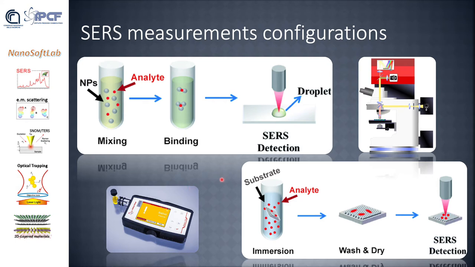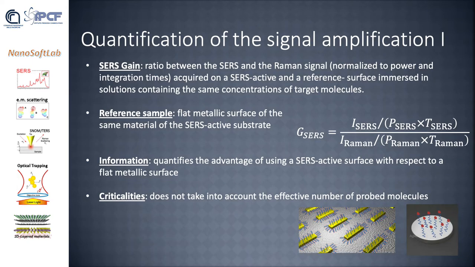Another typical architecture is the one we have seen in the previous slide, in which the metal nanoparticles are deposited on a surface. The surface with the metal nanoparticles is then immersed in a solution containing the analyte. The analyte binds to the metal nanoparticles at the surface, and after washing and drying, SERS detection is made conventionally with the two experimental setups described above.